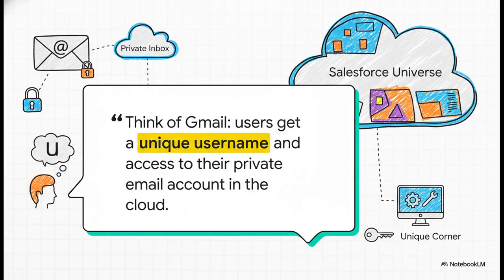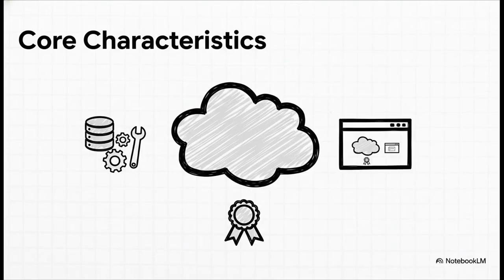I mean, think about it. When you sign up for Gmail, you get your own unique username, right? And you get a private inbox in the cloud that is completely separate from everyone else's. Well, a Salesforce org works the exact same way. It's your own private, unique little corner of the Salesforce universe. And every single org out there, no matter what it's used for, has these three core things in common. It holds all your precious data and all your customizations. Its power and features are based on what's called an edition, and you get to all of it right from your web browser. Simple as that.